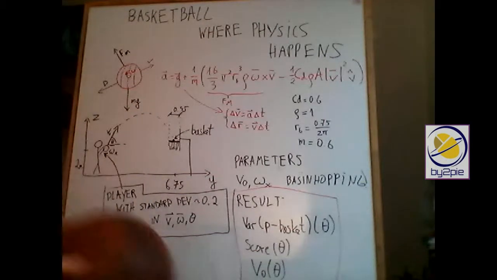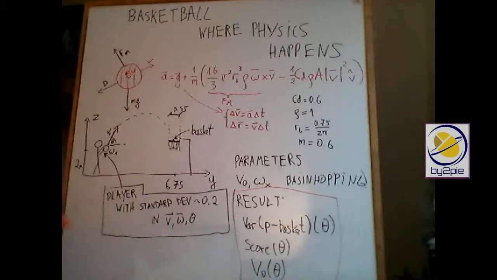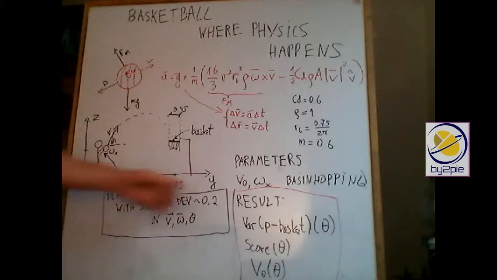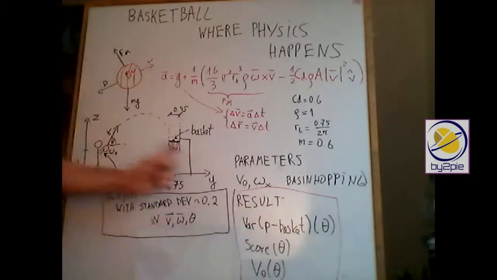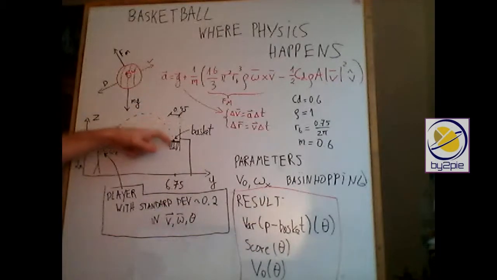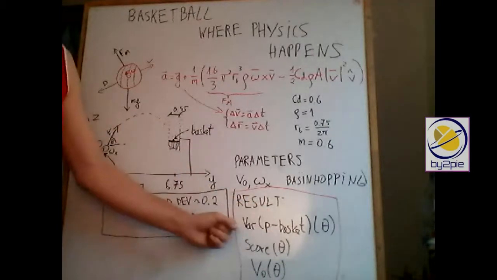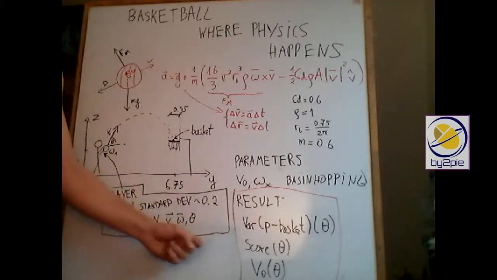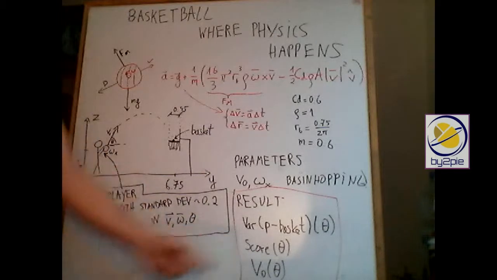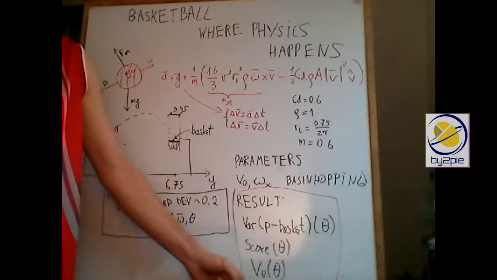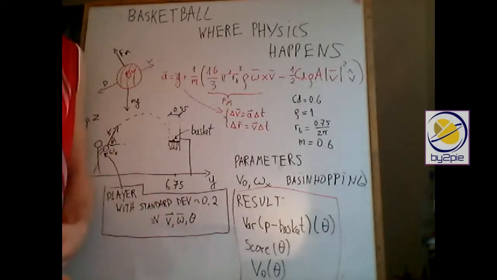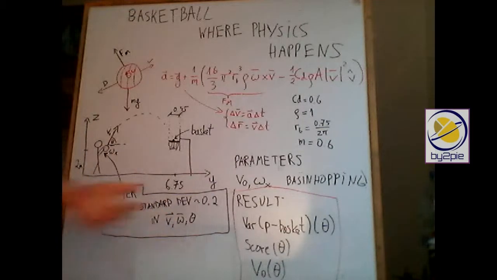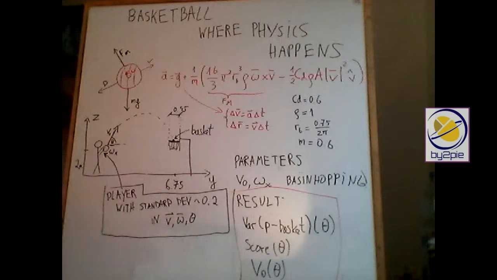And what is my aim? My aim is to investigate how this initial noise is influencing three things: the variance of the distance between the point where the ball hits the basket and the center of the basket, as a function of theta, also the score depending on theta, and the initial velocity, because maybe for some angles of elevation the velocity would be enormously high and it would be impossible to shoot a ball like this.